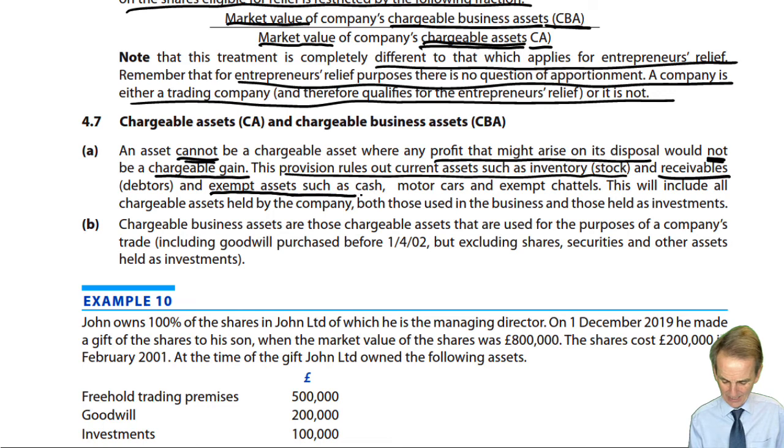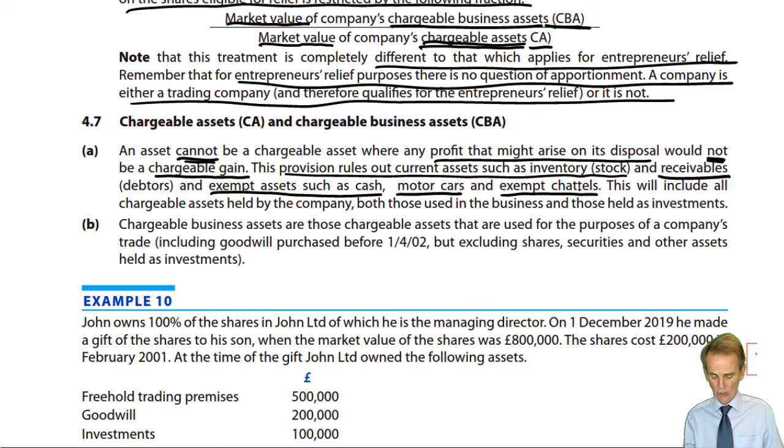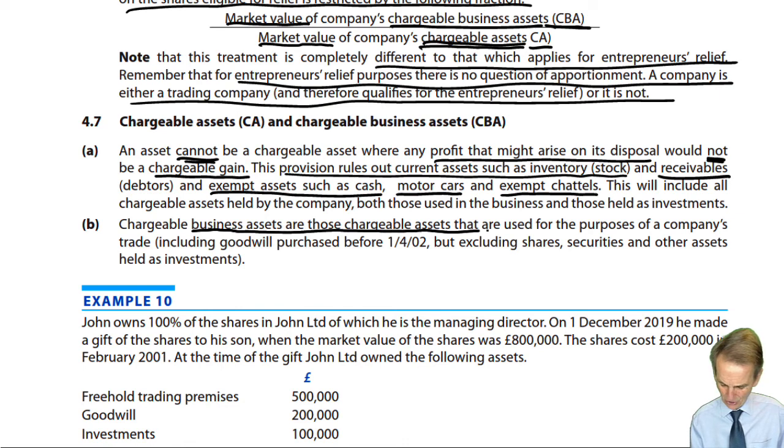And exempt assets, such as the other current asset, as it were, cash, motor cars are exempt assets, exempt chattels, items of plant and machinery that were both bought and sold for less than £6,000. Those are going to be exempt chattels. Any other plant and machinery not covered by the chattel exemption, then yes, they would be chargeable assets. Plant and machinery used within the trade, that would be a chargeable business asset. Chargeable business assets, those chargeable assets which are used for the purposes of a company's trade.